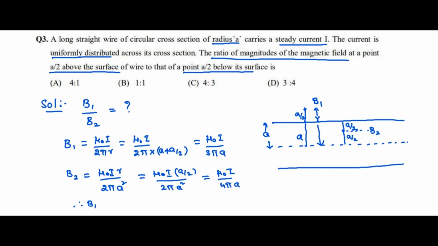Therefore, B1 divided by B2 is equal to mu naught I by pi A, which will get cancelled. We will get 4 by 3. The option is C. This problem is similar to one of the NCERT solved examples from moving charges and magnetism and application of Ampere's circuit law.